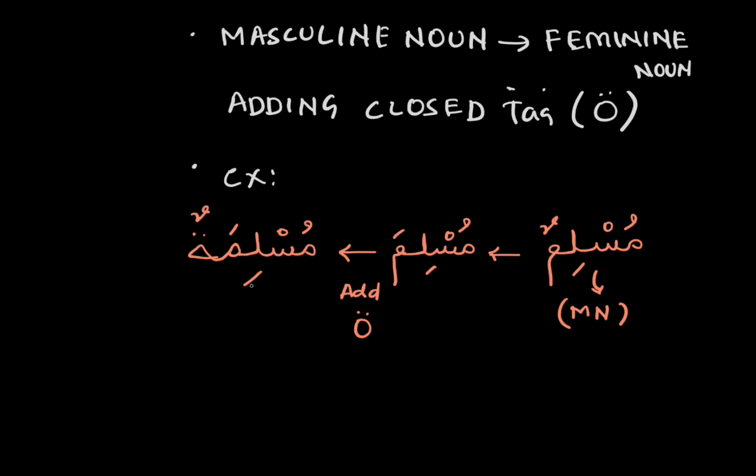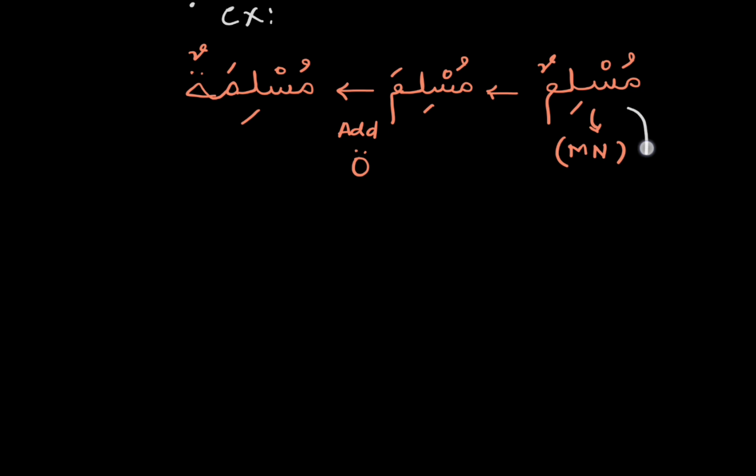So in this way, we can make a masculine noun into a feminine noun. This masculine noun, Muslimun, means a Muslim, and Muslimatun means a Muslima.